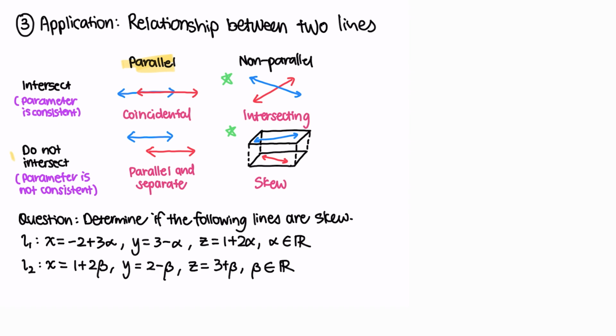If they are parallel and do not intersect, this means that they're just parallel and separate. Now, if they're non-parallel and intersecting, it just means they are intersecting. Here I have a green star over these two because intersecting and skew are the most important two. And for skew lines, this means that they are non-parallel and do not intersect.